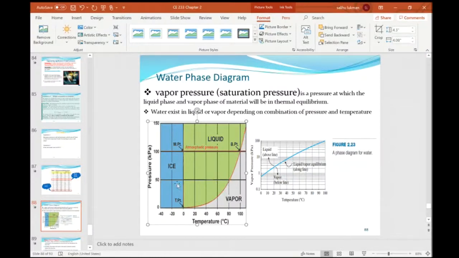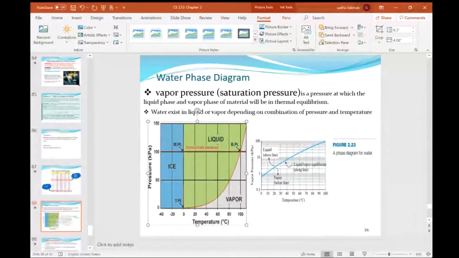And at the same time, if it is at 50 kilopascal, when you maintain at 50 kilopascal and keep on supplying heat, then it means the temperature will increase and water will be in the vapor phase. This is important. You need to understand this figure very well and understand how to interpret whether water will be in liquid phase or vapor phase. This all depends on the combination of pressure and temperature.